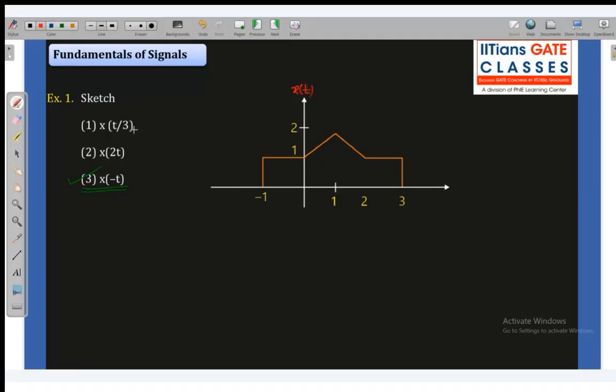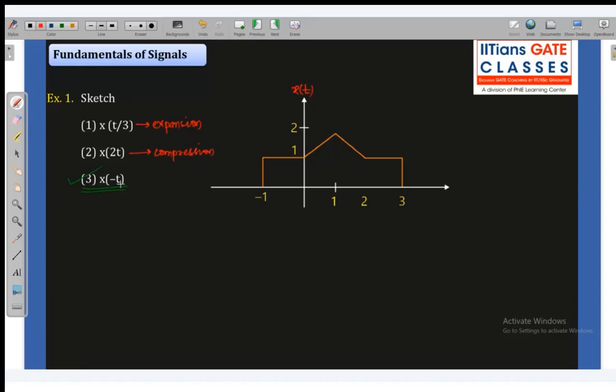We have done it. This is time compression, this is expansion. This is the factor a, which is less than 1, so this is expansion, this is compression. This you can do, and this I am doing for time folding.